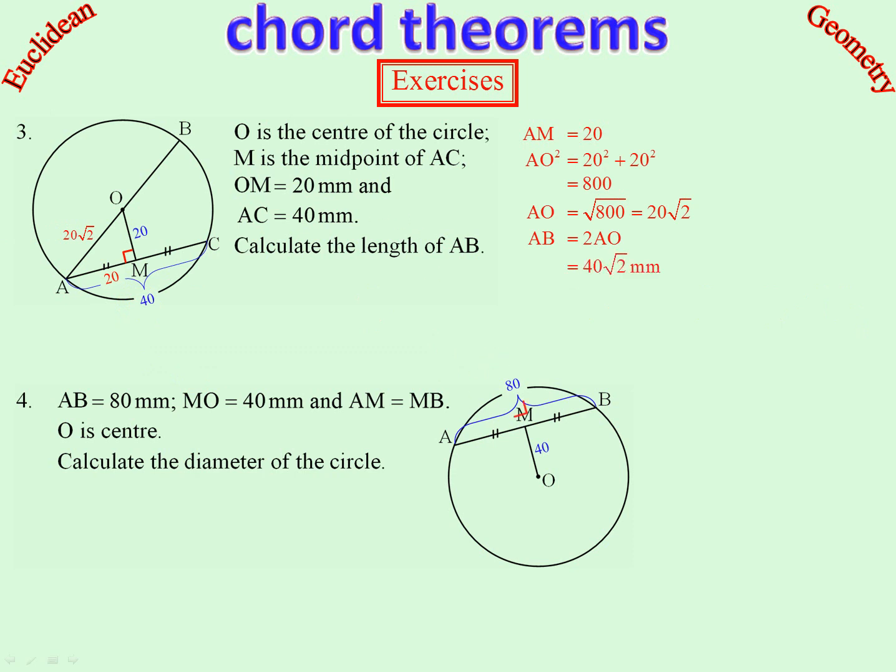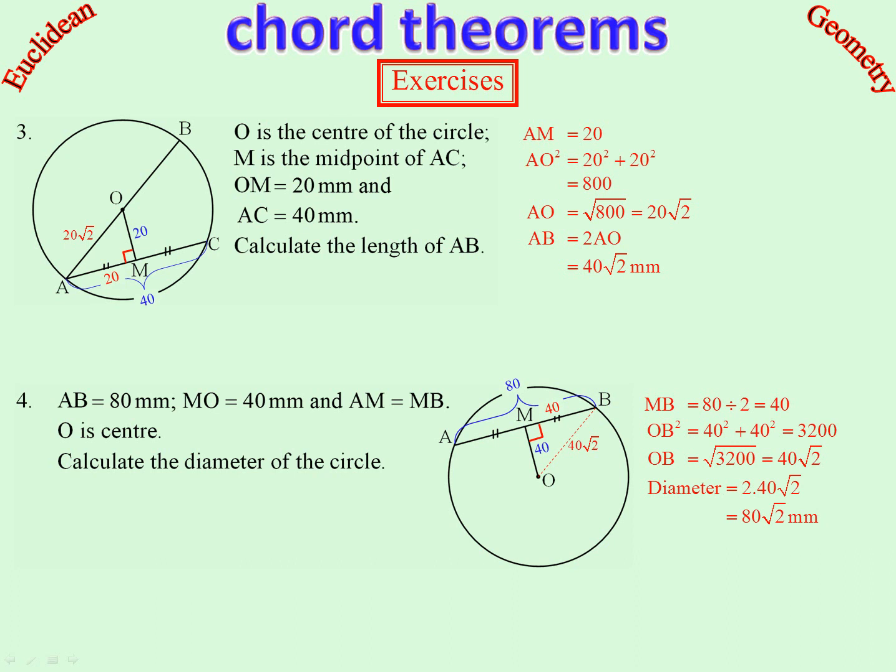In number 4, we also have a right angle. So now we have a 40 there because it's the midpoint. If we draw in the radius, we can find the radius of the circle by Pythagoras theorem. So it gives you 40 root 2, and we're going to double it to get the diameter, 80 root 2.